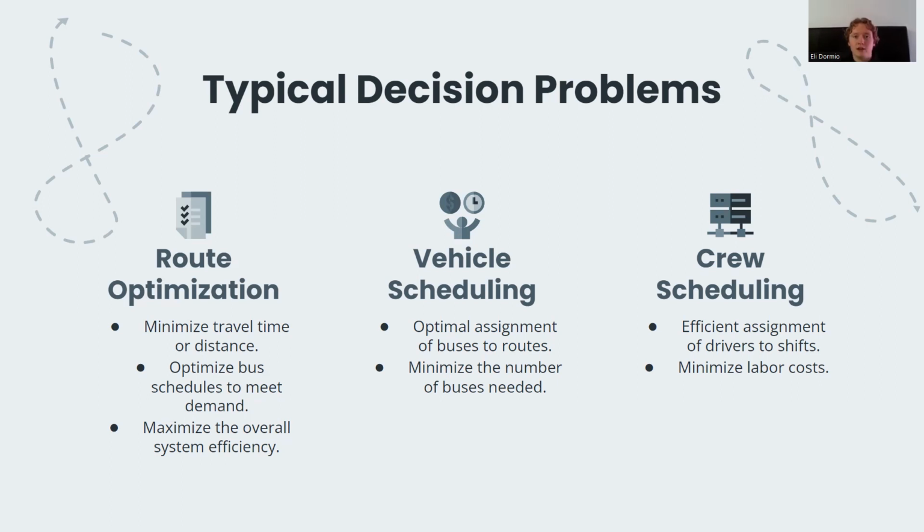Second main decision problem is vehicle scheduling, optimal assignment of buses to routes, minimizing the number of buses needed. And our final decision problem would be crew scheduling. And discussing that, we need to look at efficient assignment of drivers to shifts and minimizing labor costs.